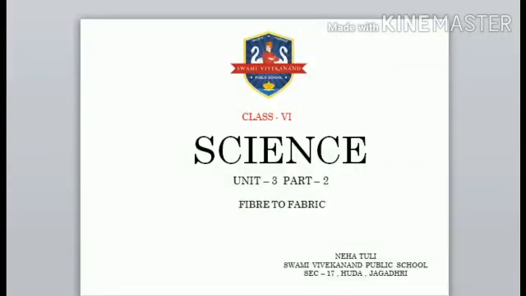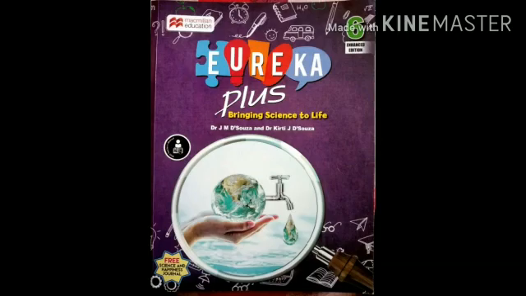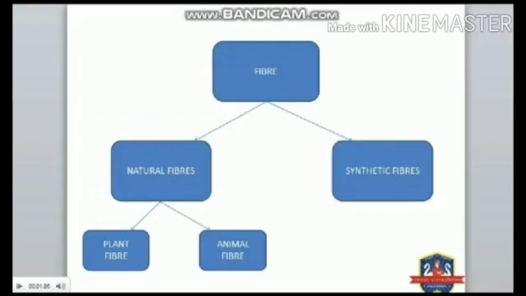This is Neha ma'am, and I'm back with the second session of your chapter Fiber to Fabric, which is from your science course book Eureka Plus. As you all know, in the last video, we studied what clothes are made up of. That is fiber, and we studied the different types of fibers: natural and synthetic, where natural is further divided into two types, plant fibers and animal fibers.